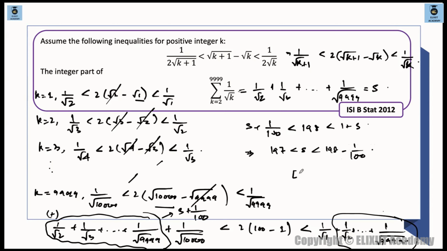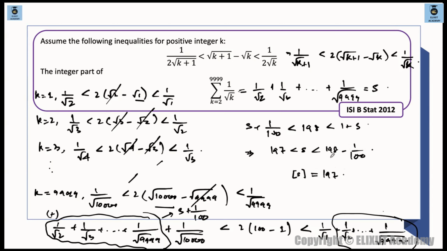So the integer part of S, that's what they have asked for. The integer part of S will be definitely 197. It's lying in between 197 and something less than 198, 197 point something. So for obvious reasons, the integer part of this thing will be 197.